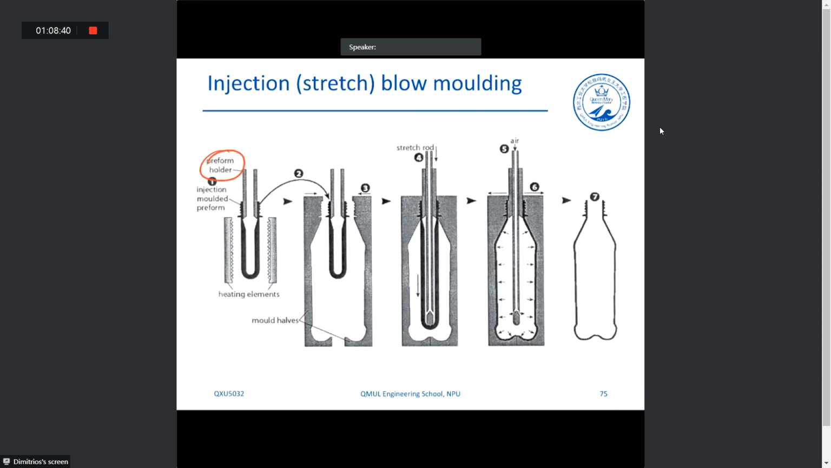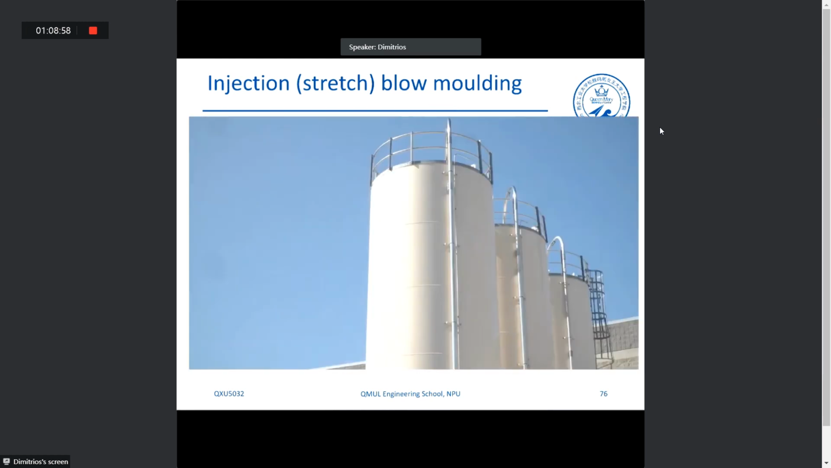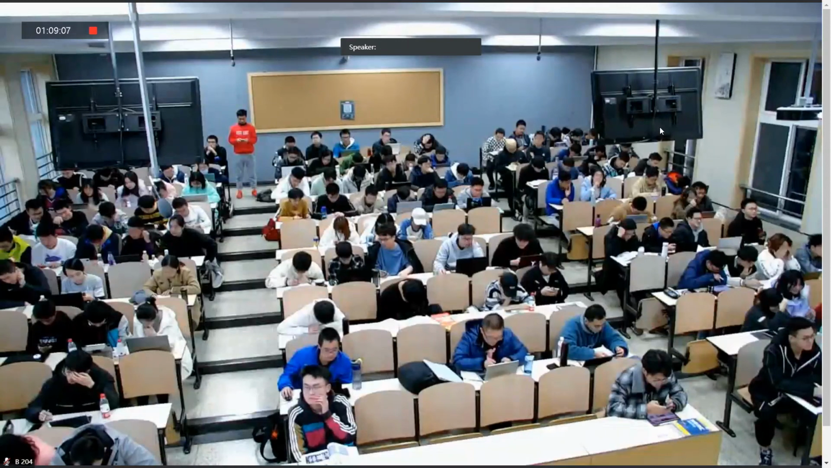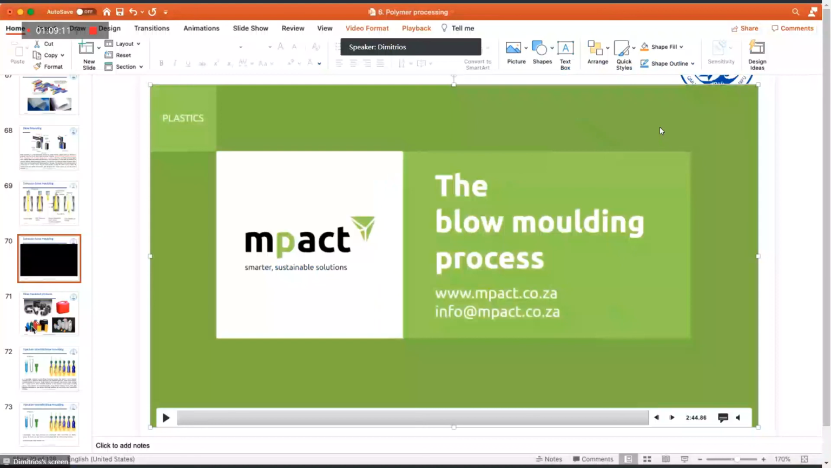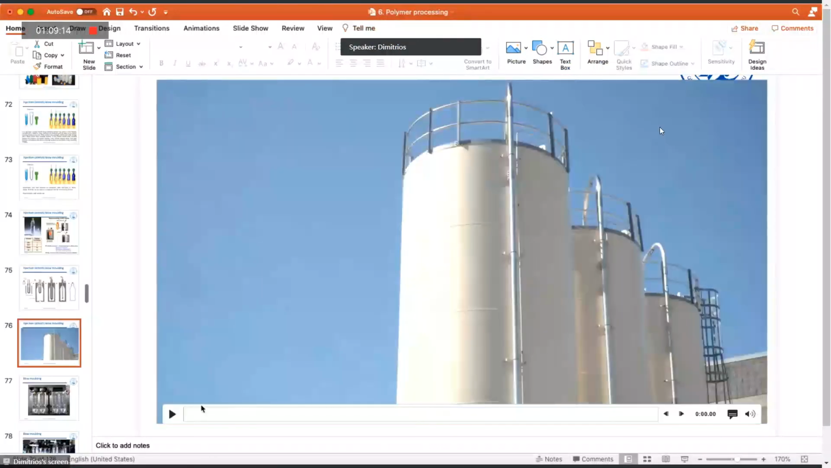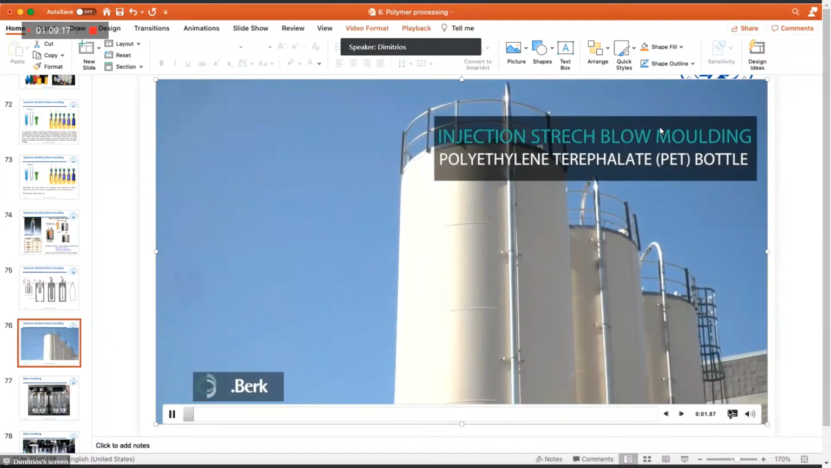Share screen. Look, I want to show you with this video how big these facilities are. Called stretch blow molding. We're talking about massive facilities, huh? It's a huge industry. Okay, this one is extrusion blow molding, not injection blow molding. Yeah, you perform the injection of the preform. Okay.